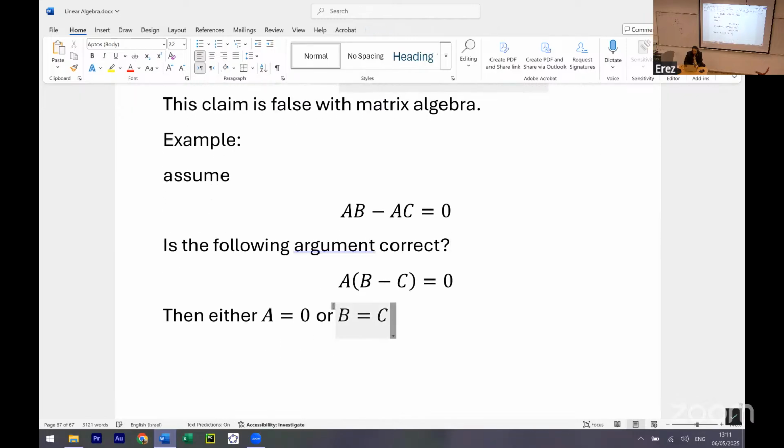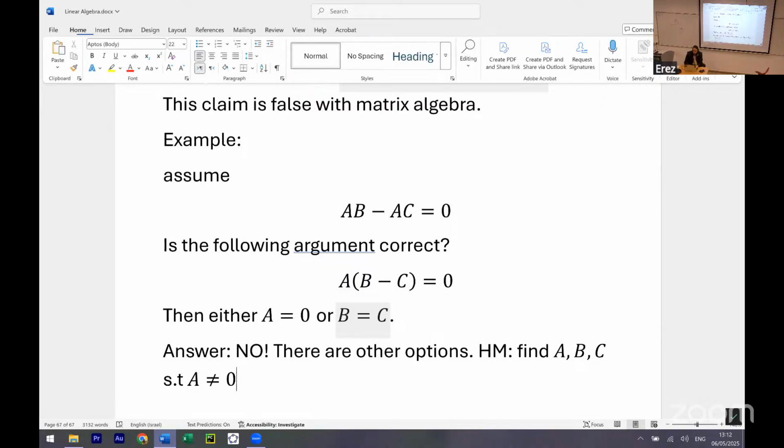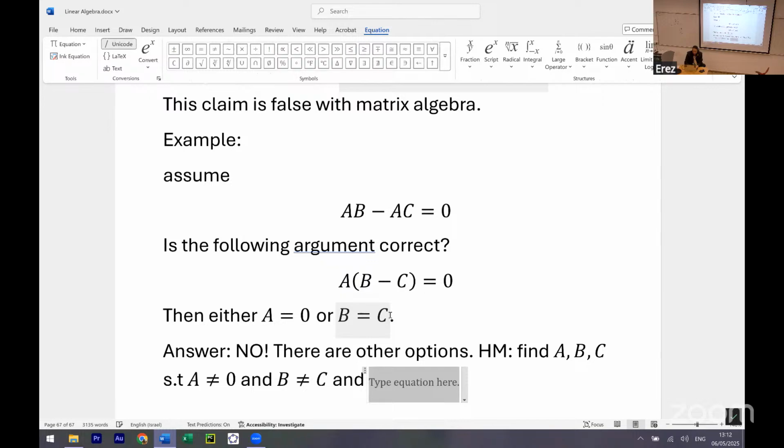The answer is no. There are other options. And again, for homework, find A, B, and C such that A is not the zero matrix and B is not C, and AB equals AC.